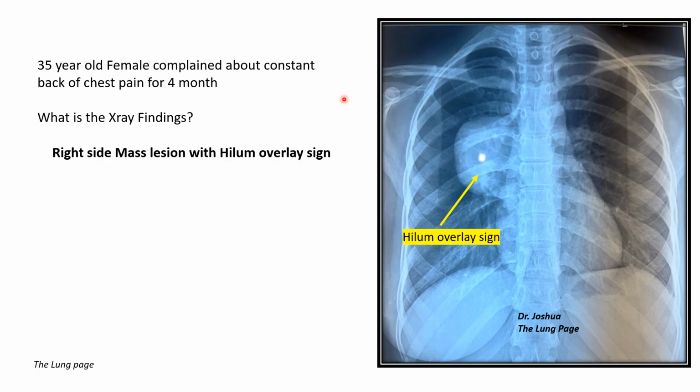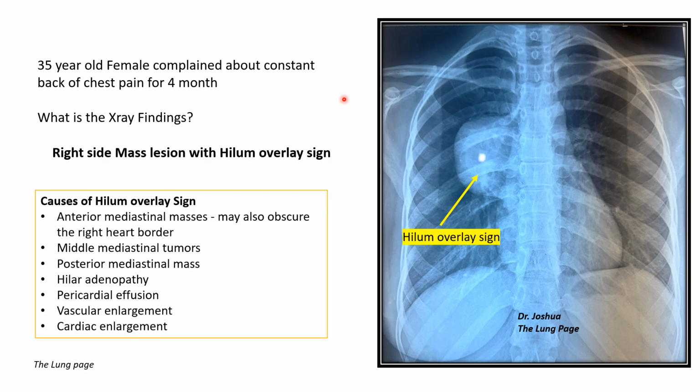So when you suspect this hilar overlay sign, we have to think about what the causes of hilar overlay sign are. These are the causes: anterior mediastinal mass, middle mediastinal mass, or posterior mediastinal tumors, hilar lymphadenopathy, pericardial effusion, vascular enlargement, cardiac enlargement. So we have to know what the hilar overlay sign is. Hilar overlay sign means the pulmonary vessels, pulmonary arteries and hila are clearly visible through these mass lesions.